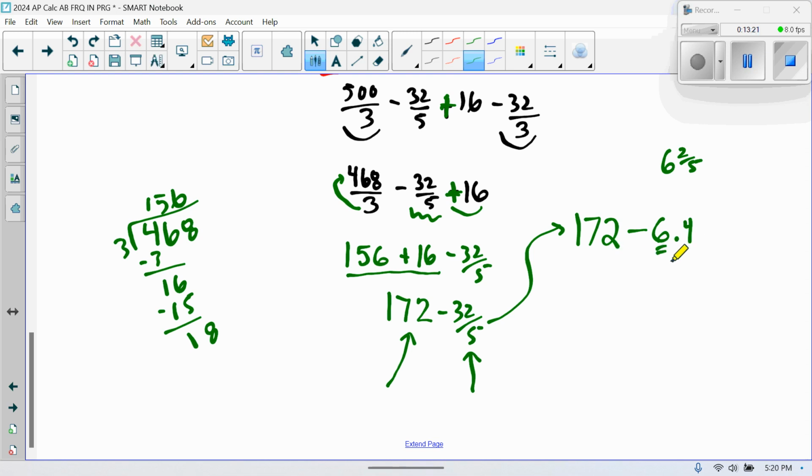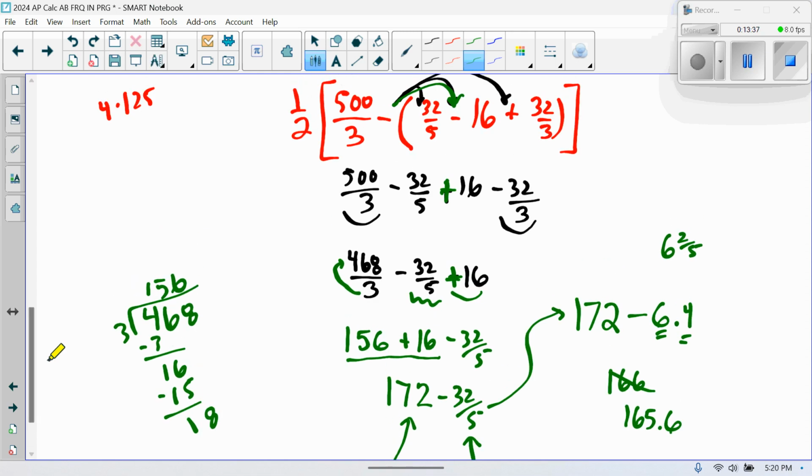172 minus 6 is 166. Then I still got to minus the 0.4, which would make that 165.6. Yeah, I'll be okay. And then, what am I forgetting? So I got to multiply it by a half. Oh, my God. I got to divide it by 2.